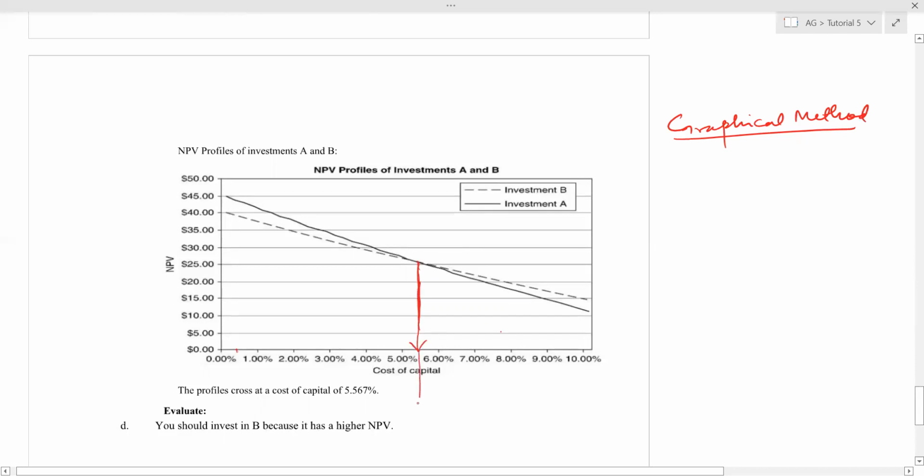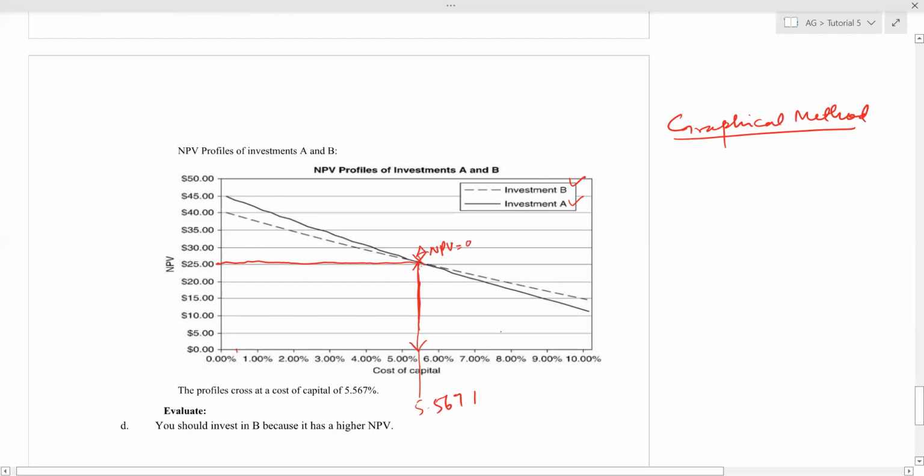5.567% is the crossover rate, and this dotted line is for investment B, and the other solid line is A. As you can see, at this rate the NPV of A and B is equal. Whatever the answer is, at this rate for both A and B, the difference of the NPV is equal to 0.